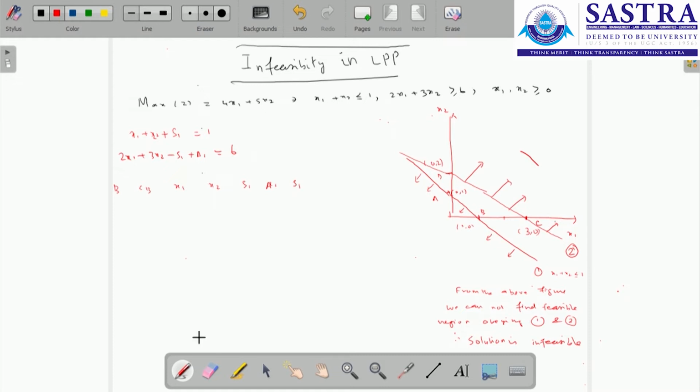After that, as usual, I will have P naught, then the ratio column theta j. So all operations are in between CB and P naught. So I block this.